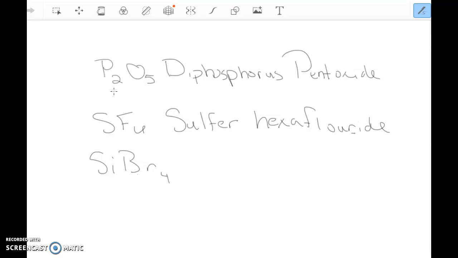Let's try this one here. This is silicon. We have 1 silicon, and then this is bromide. We have 4 of them. So we're going to use the full element name for the first element, so silicon, and tetra, bromide. All right, perfect.